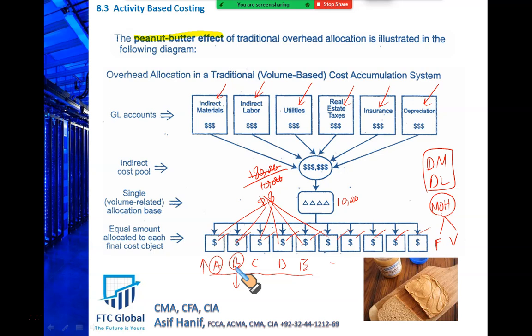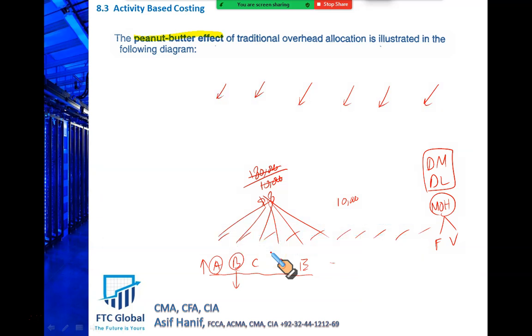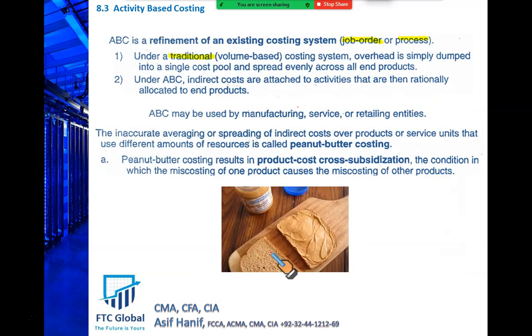This is wrong. We want to avoid this peanut butter approach, the same rate for everything. Some items are complex, they should carry more overheads. Some items are simple, they should carry less. So this is the problem with the traditional system. This is exactly what we want to overcome. We don't want this product cost cross subsidization. This is miscosting basically. Some items are costed more, some items are costed less. This is something we want to avoid. Right, so this is the traditional system.